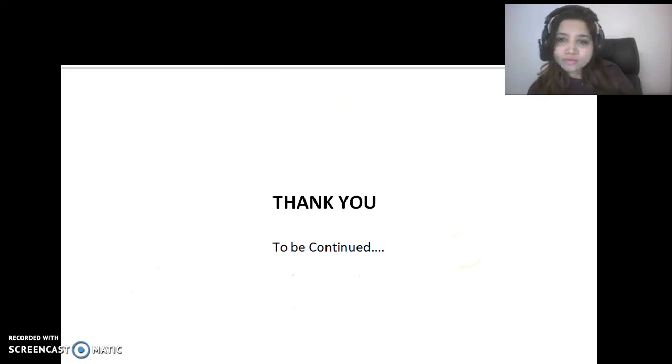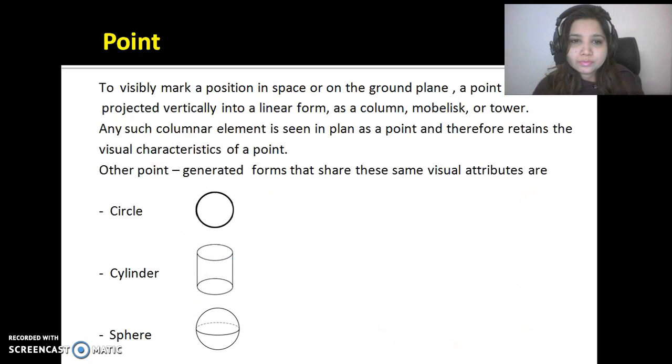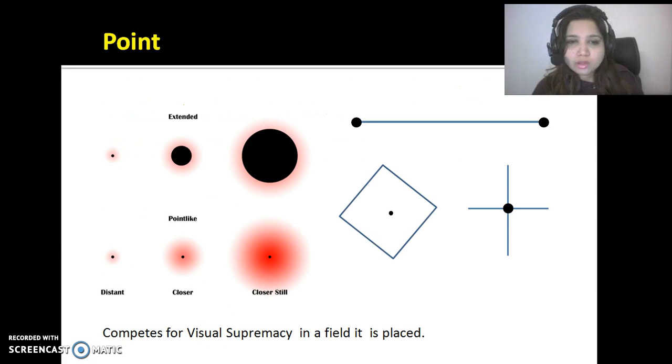So yes, this is it for point. I will just revise with you. These are extended visual attributes. Basically, all we have to remember is the position in the visual field and the size of the points which we are using to signify or define anything.